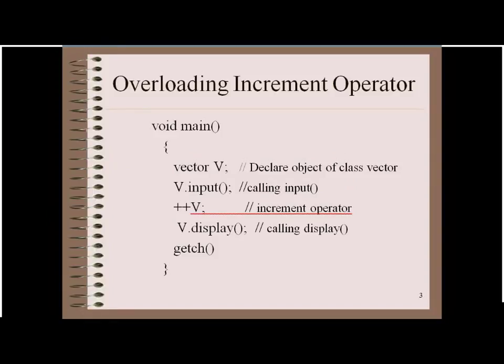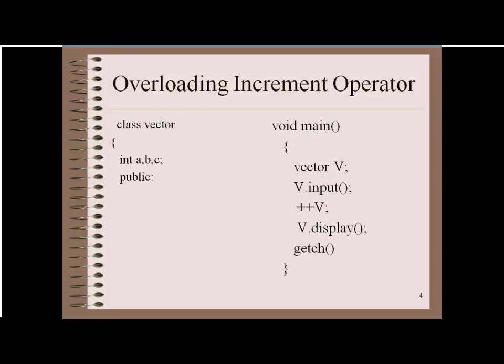Here we have a look at a main function. We have taken vector v, that means vector is the name of the class and v is declared as the object of class vector. v.input is the input function to get the values for the vector. ++v means we would be incrementing v, that is there are three values associated with the vector, that is ai + bj + ck. All the three values would be incremented by 1 and then the incremented vector would be displayed to us. How it works?